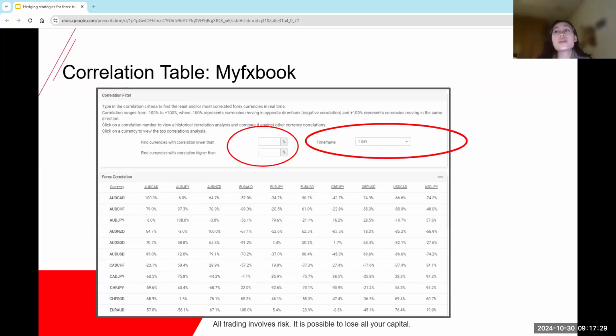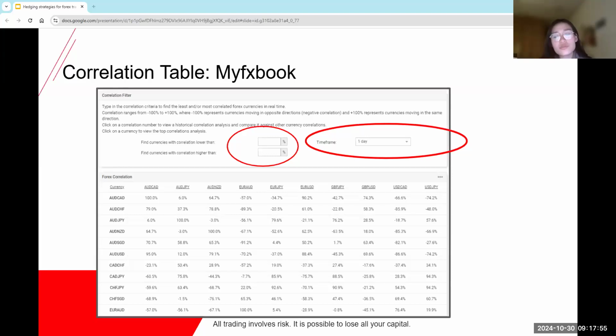Okay, so we have a couple of examples of how you can find the most or least correlated Forex currencies in real time. The example we have here is my FX book. So you can make use of this correlation filter here to find what you are looking for and adjust the time frame to whatever you prefer.